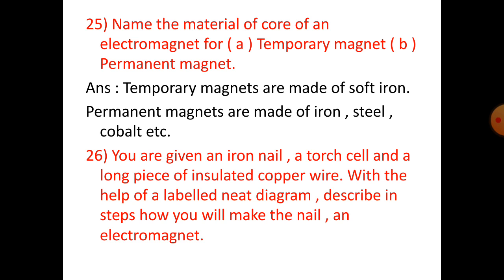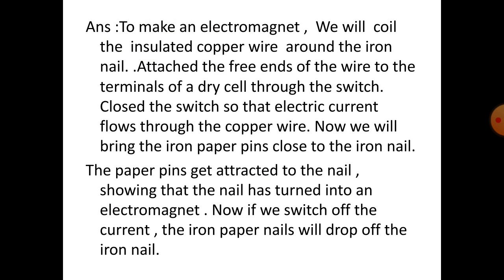Number 26. You are given an iron nail, a torch cell and a long piece of insulated copper wire. With the help of a labeled neat diagram, describe in steps how you will make the nail an electromagnet. To make an electromagnet, we will coil the insulated copper wire around the iron nail. Attach the free ends of the wire to the terminals of a dry cell through the switch. Close the switch so that electric current flows through the copper wire.